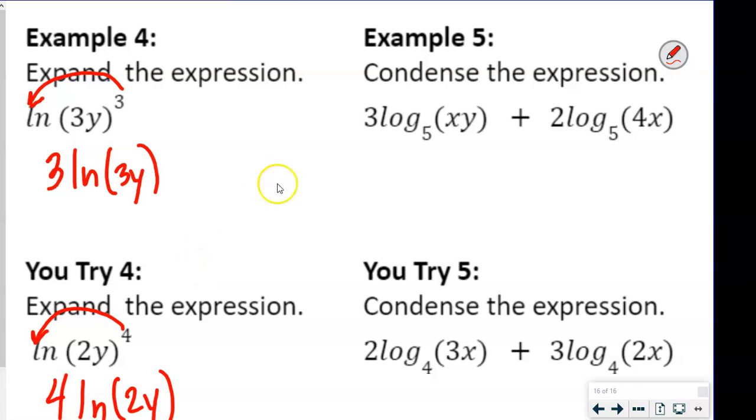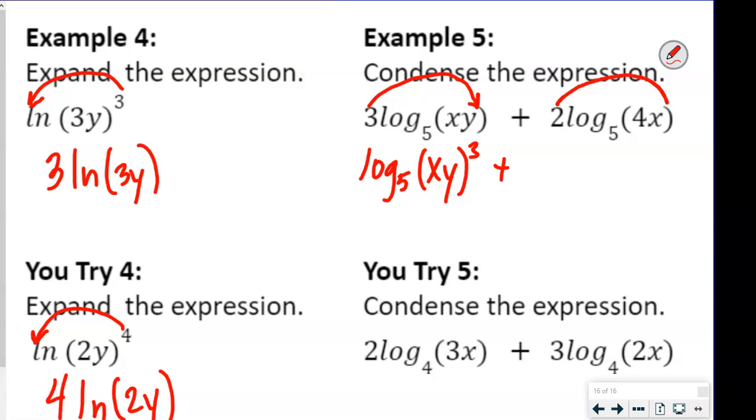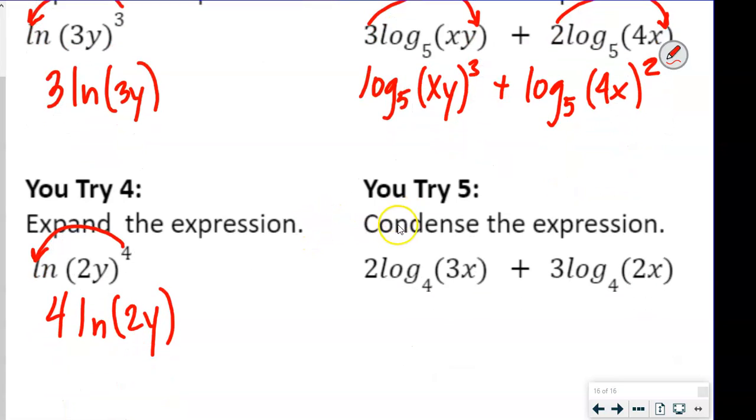All right, so now on this next one, we're going to condense again. So remember, we're going to take that and make it our exponent, right? So this is going to be log base 5 of x y to the third. And then plus, again, take this over there. So we're going to make it the exponent, right? So this one's going to be plus log base 5 of 4x to the second, sorry.